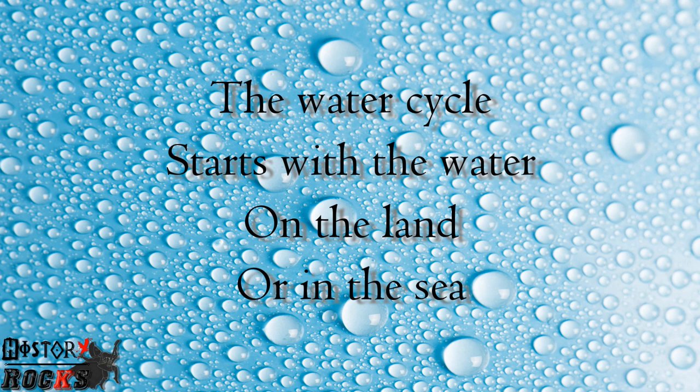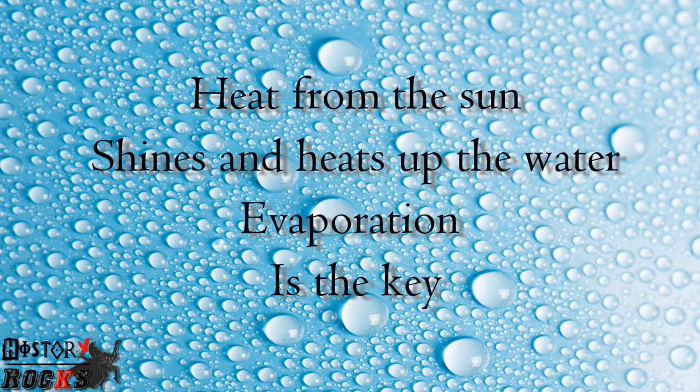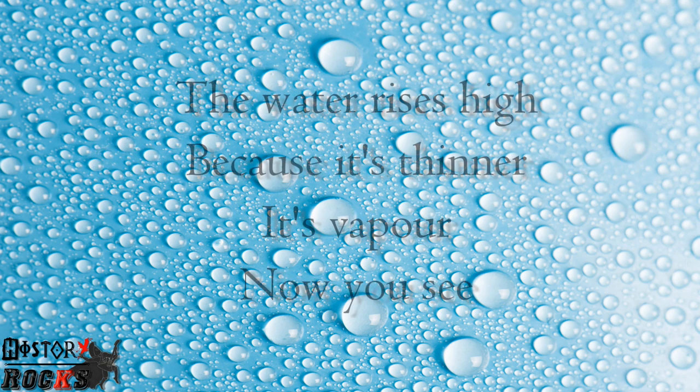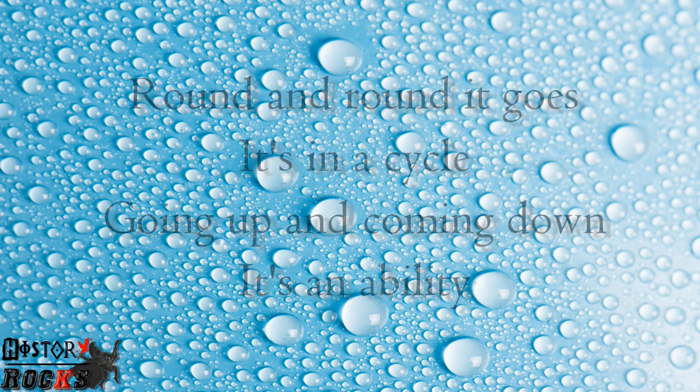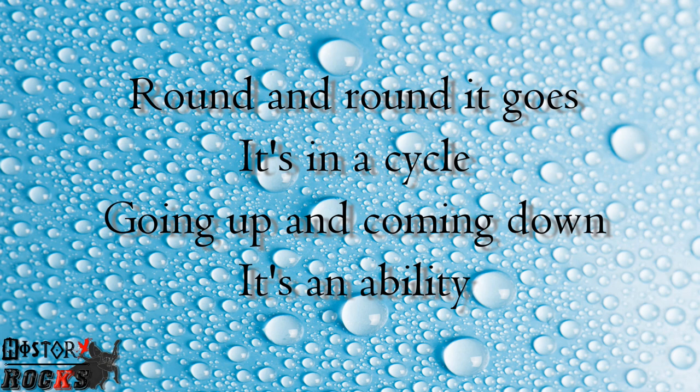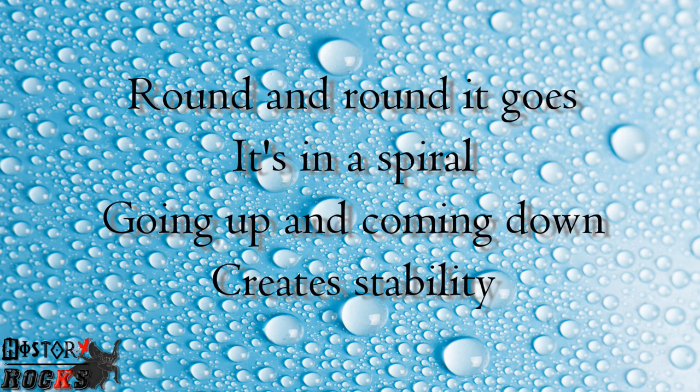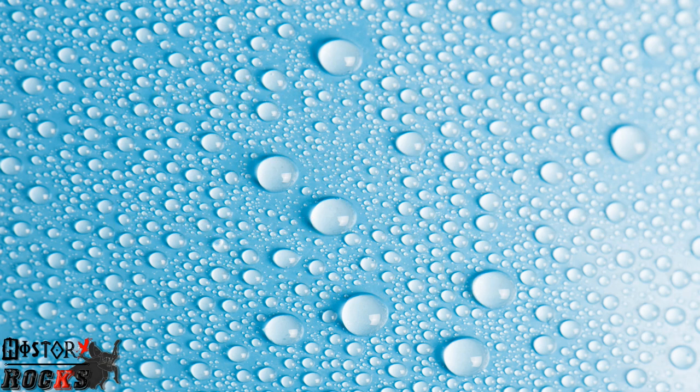Starts with the water on the land or in the sea. Heat from the sun shines and heats up the water. Evaporation is the key. The water rises high because it's thinner. It's vapor now you see. Turns back to liquid as it cools in cloud form. Condensation is the key. So round and round it goes, it's in a cycle. Going up and coming down, it's an ability. Round and round it goes, it's in a spiral. Going up and coming down, creates stability.